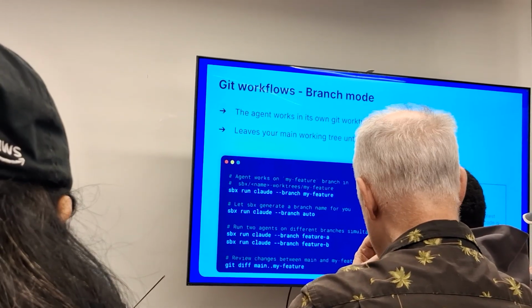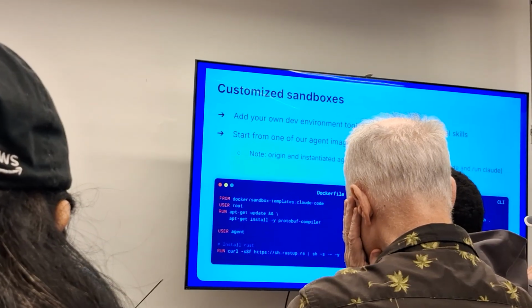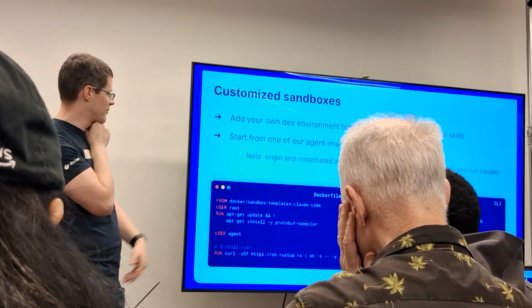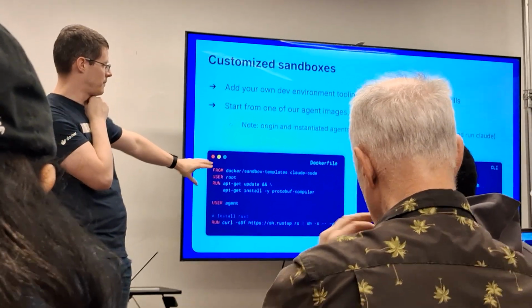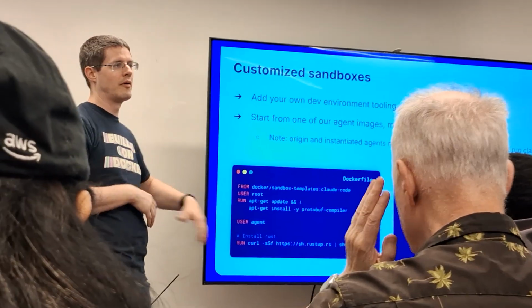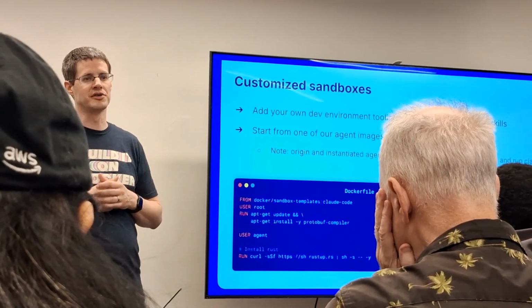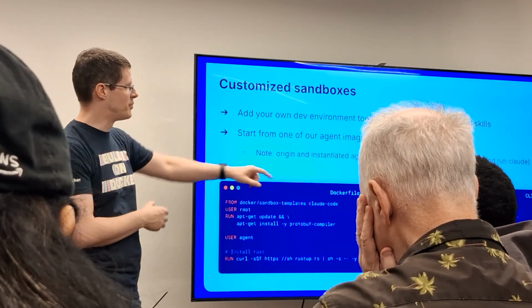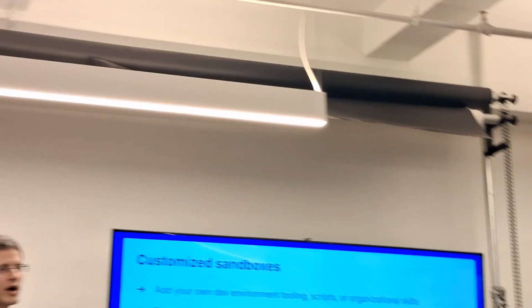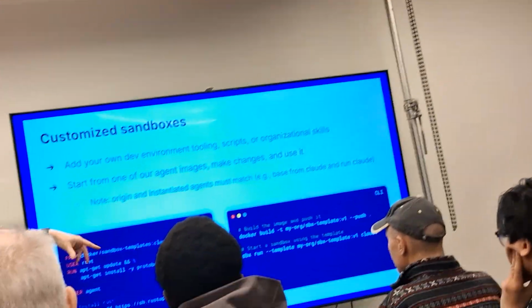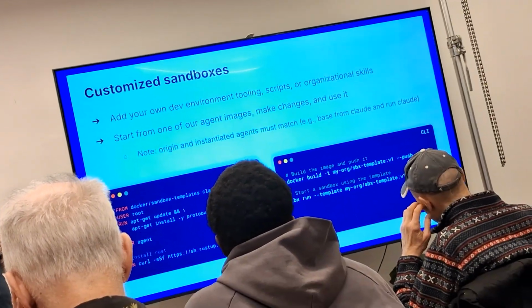With that, I do want to mention customized sandboxes. Here's an example. I can create my own, starting again with our Claude base. In this example, we're going to create a sandbox that has Rust installed because our project uses Rust. So let's install Rust and build that image. I'm going to push it into Docker Hub or whatever other container registry you may be using. Then when I start my sandbox, I just reference that template, and it goes from there.